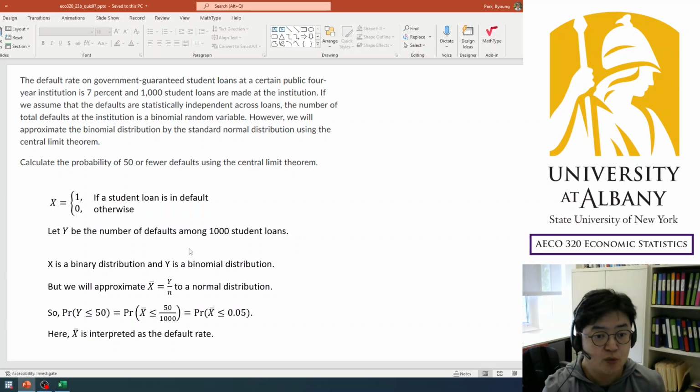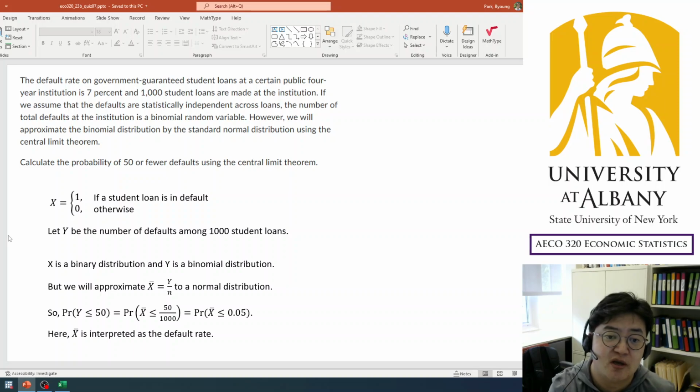Okay, so exactly this is binomial distribution. One loan is a binary experiment, whether it defaults or not, right? One loan is one experiment, and we are counting the defaults out of 1,000. So Y must be a binomial distribution with n 1,000 and p 7%, right? Default rate is the probability of success, okay?